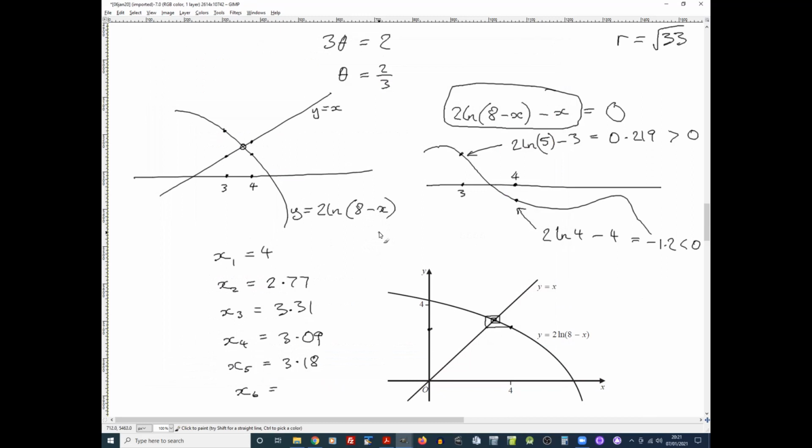Well, that's another method for approximating a solution where it's not available precisely, and this is a case in point. You won't solve 2 log of 8 minus x equals x algebraically. It'll just be unworkable, I think. So you would make do with an approximation of this sort.